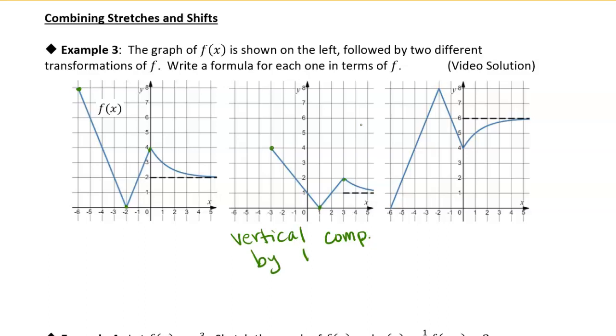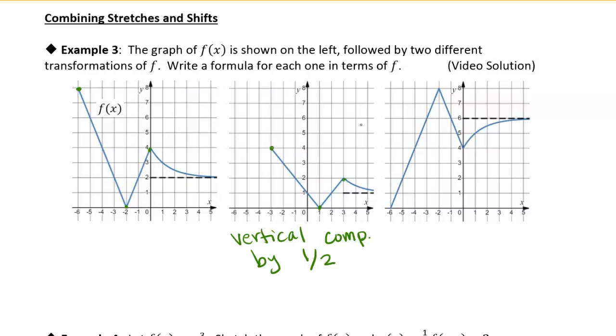Now, I'm going to say by 1/2, but what that means when I'm talking about compressions or stretches is that it's a factor of 1/2. I'm multiplying the original function by a factor of 1/2. Sometimes it just gets a little long to write out vertical compression by a factor of 1/2, but when we're talking about vertical compressions, we're always talking about a multiplier.